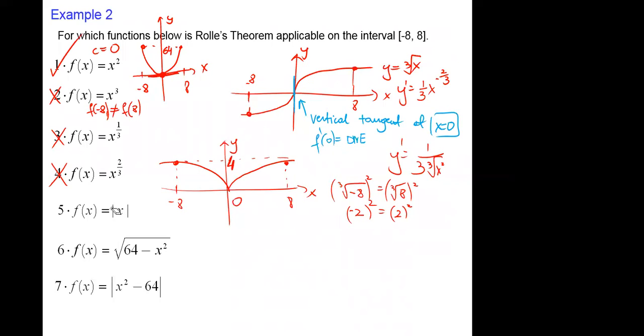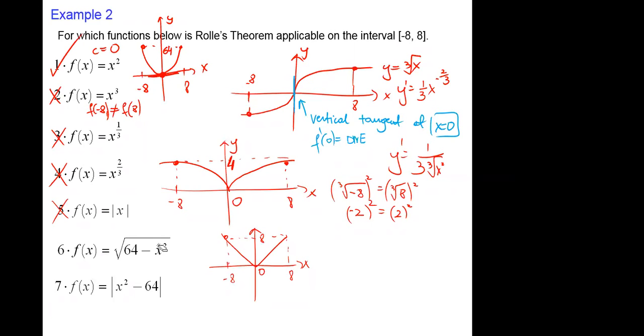Is this function differentiable everywhere? Absolute value of x. We do not have a derivative at 0, because we do have a sharp corner. The absolute value of 8 and negative 8 is the same, but at 0 we do not have a derivative. Okay?